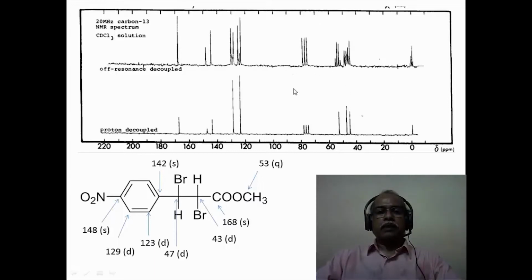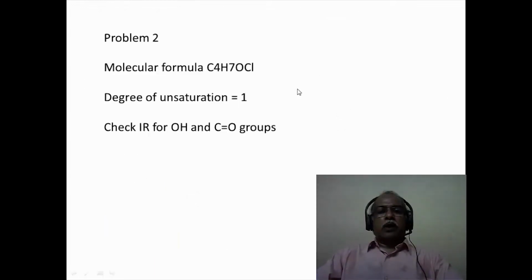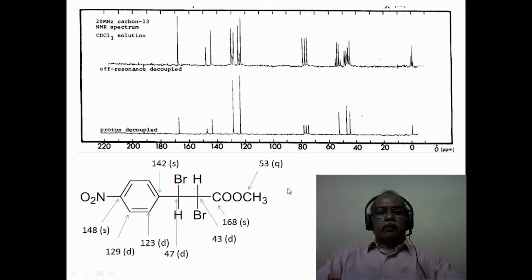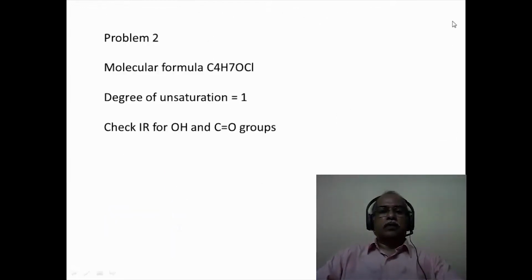So the molecule essentially is a dibromo derivative, which was confirmed by the mass spectrometry data. The ester functional group and the nitro functional group were confirmed by the infrared data. The aromatic substitution pattern and the vicinal dihydrogens are confirmed by the proton NMR data to solve this particular structure. Let us move on to the next problem.